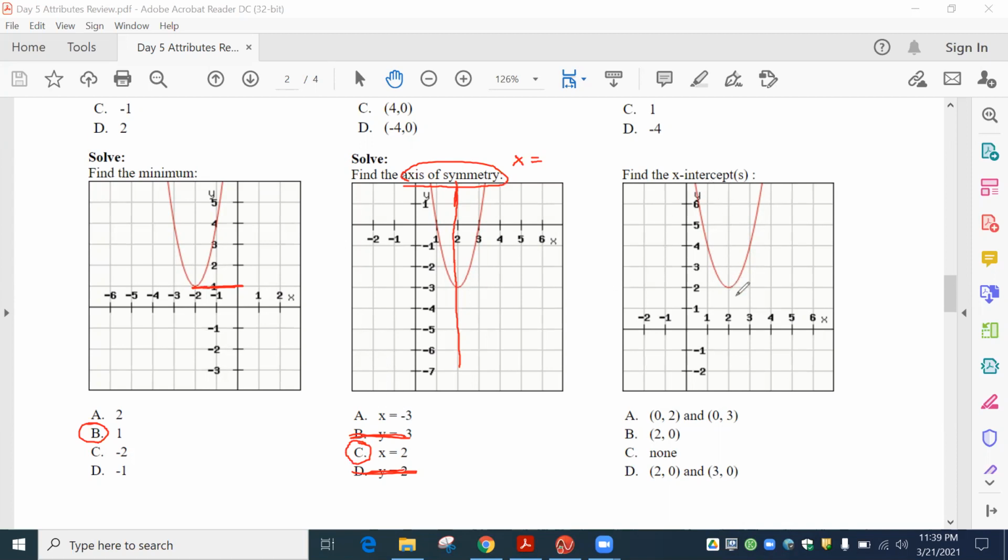X-intercepts. So where does this x-intercepts, or where it touches the x-axis? This does not touch the x-axis, so we would put none here.